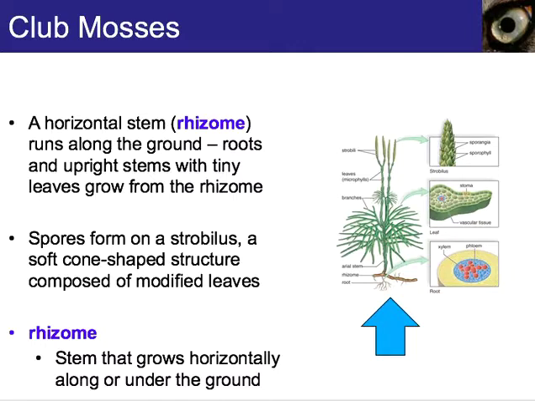What's interesting is club mosses. Here's a club moss, which is a seedless vascular plant, and it has a horizontal stem called a rhizome that runs along the ground. So it's not really like a regular root. You can see here, here's the rhizome. This is what's going to anchor the plant into the ground. Spores form on the plant, and they release and enter into the water where they can grow into more club mosses. So a rhizome is a stem that grows horizontally along under the ground.